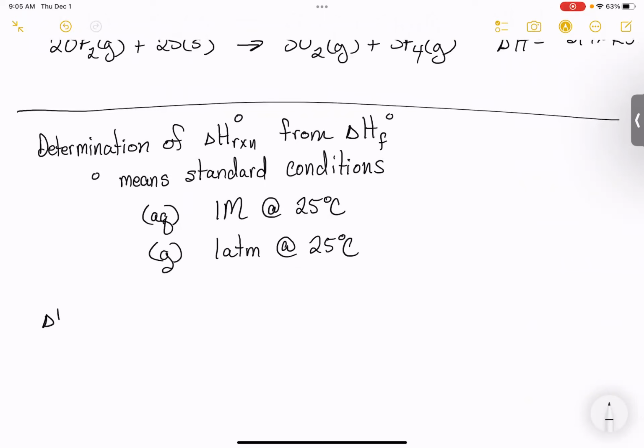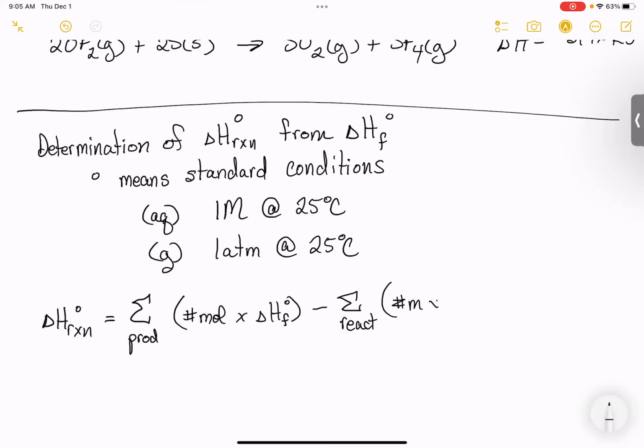Now, we can calculate the enthalpy of a reaction from enthalpies of formation using the equation that it is the sum of the products of the number of moles times its delta H of formation under standard conditions, minus the sum of the reactants times the number of moles times its delta H of formation, where the capital sigma means sum.